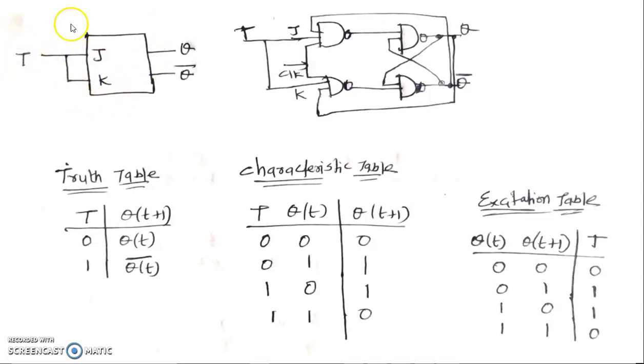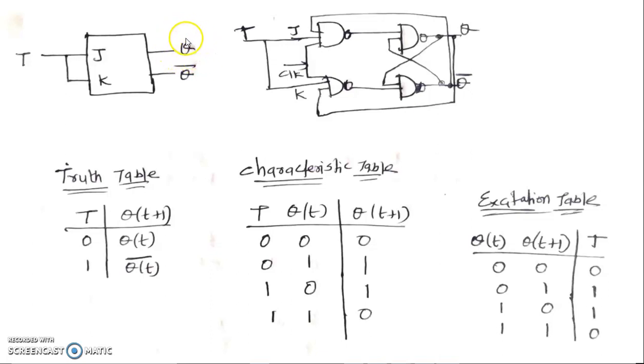The T flip-flop's general function is, if the T input is 1, then the output should be complemented. If T input is 0, the output should not be complemented, it will remain as it is. That is the T flip-flop function. So now observe here, if T is equal to 0, then the output should not change here.